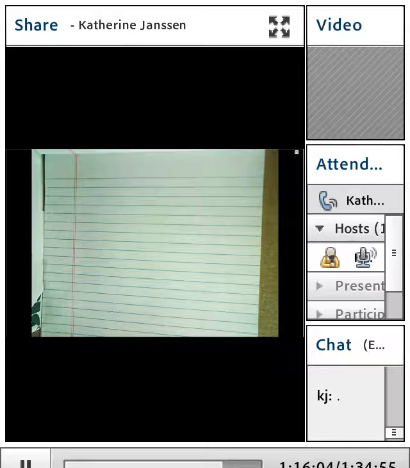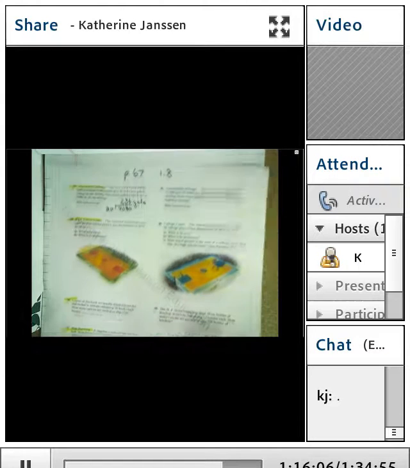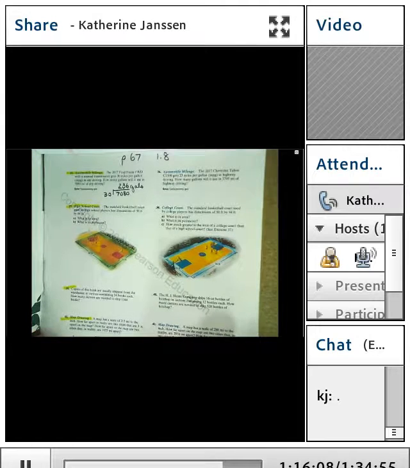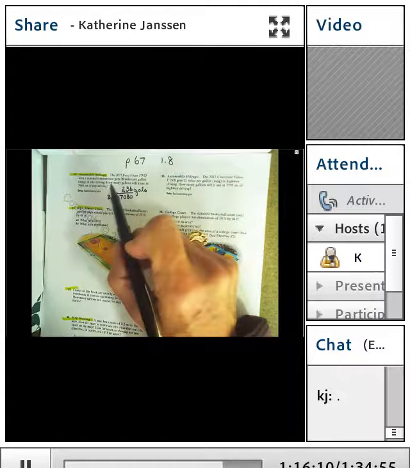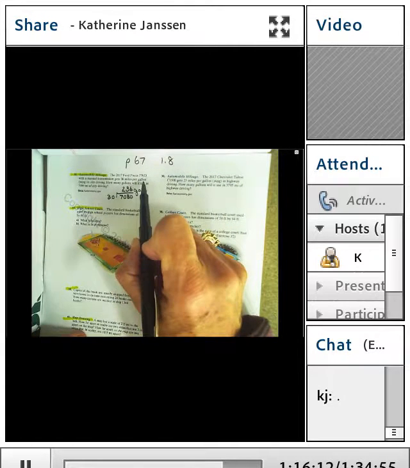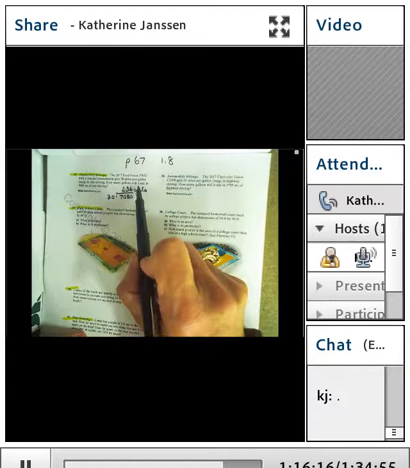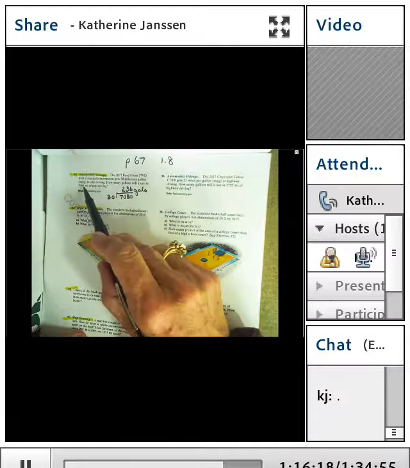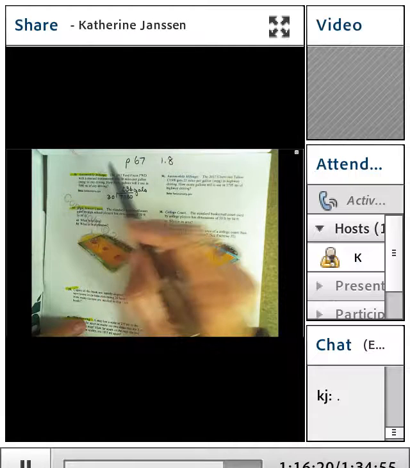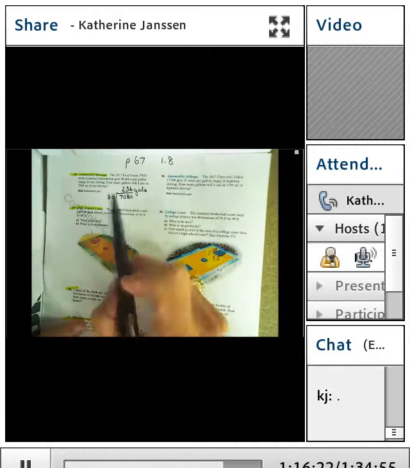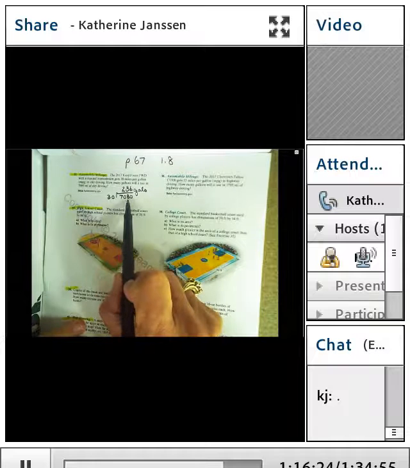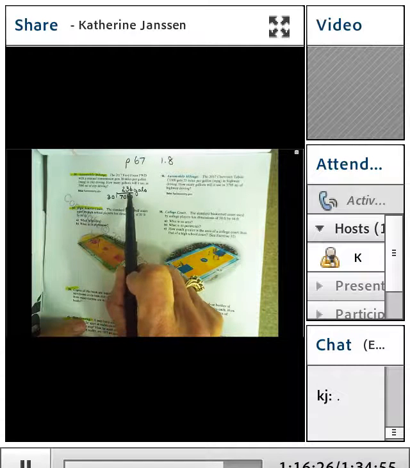On page 67, a Ford Focus with a manual transmission gets 30 miles per gallon. That's MPG again, miles per gallon, in city driving. How many gallons will it use in 7,080 miles of city driving? So 30 miles goes into 7,080 miles. How many times? 236.